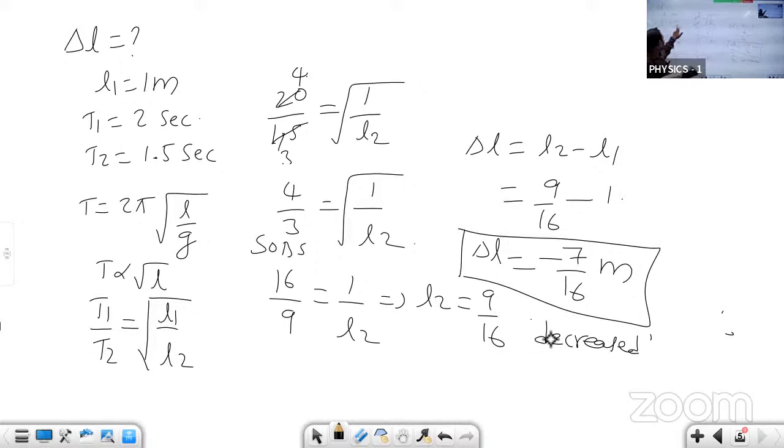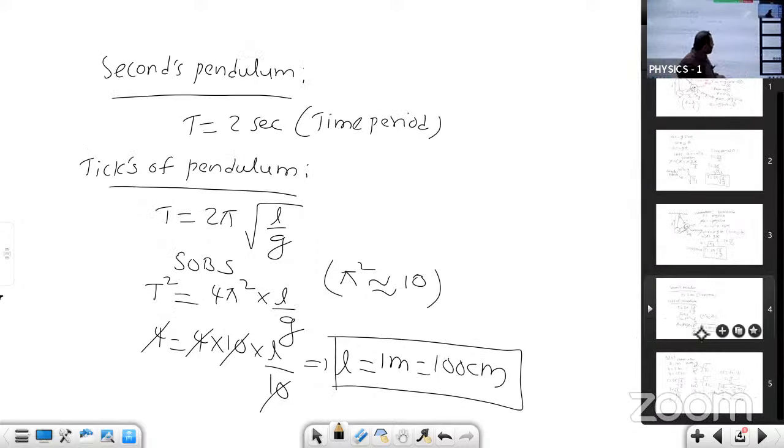Delta L. What is the question? Change in the length. So minus indicates that the value decreased. Now, students, this is case number 1: seconds pendulum. Seconds pendulum means time period equals 2 seconds. This is case number 1.